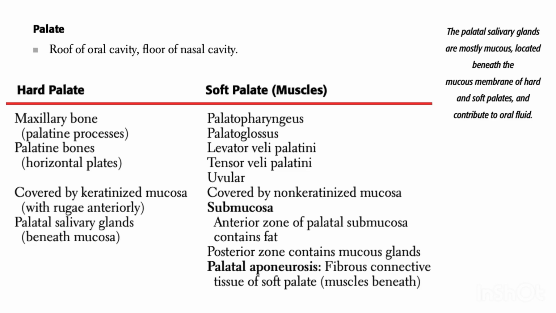Interestingly, this soft palate is covered with non-keratinized mucosa. Now under the non-keratinized mucosa, there lies submucosa. Submucosa has two zones. The anterior one, which is made up of fat, and the posterior zone, which contains the mucous glands. Supporting all of this is the palatal aponeurosis. This is nothing but a fibrous connective tissue of soft palate which provides strength and contributes to its structure.